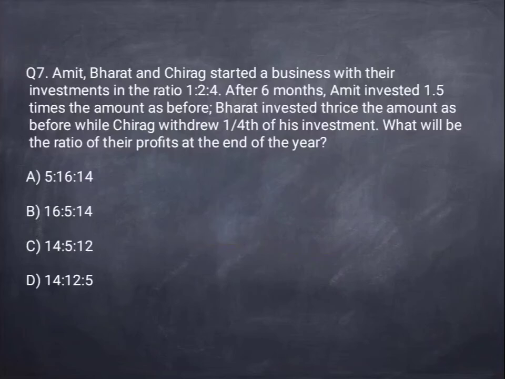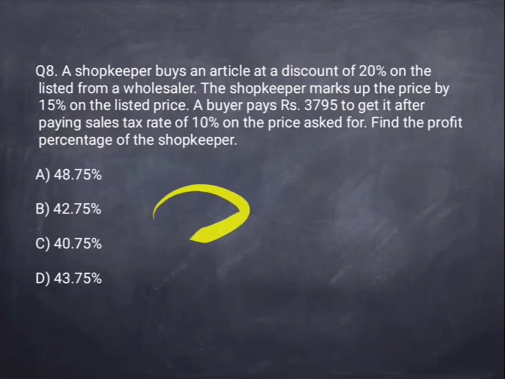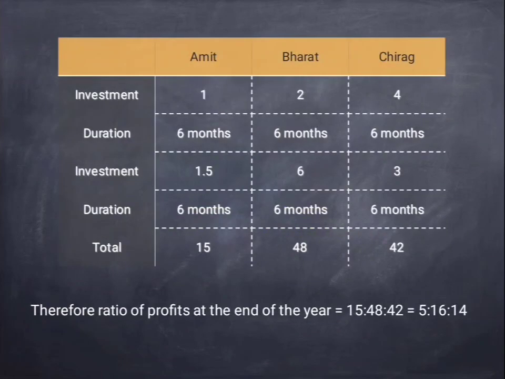And Chirag withdrew 1/4 of his investment. So Chirag withdraws 1/4 of 4, which is 1. Therefore, after 6 months, the investment becomes 4 minus 1, which is 3. And like this, they continue this investment for another 6 months.